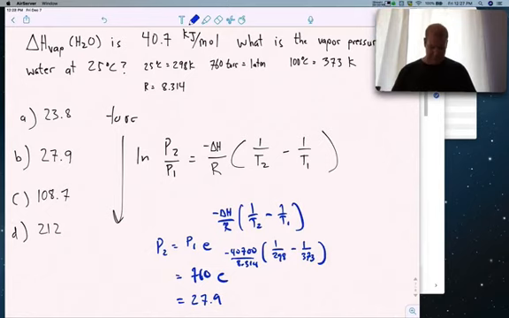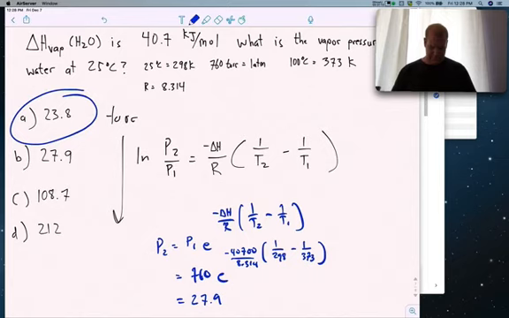Okay, so if you try it on your own, this is how you solve it. It should be 27.9 torr, or millimeters of mercury. Millimeters of mercury is the same thing as torr. And so that is the answer for this. Although the real answer, if you actually measure the vapor pressure in the laboratory, is 23.8.